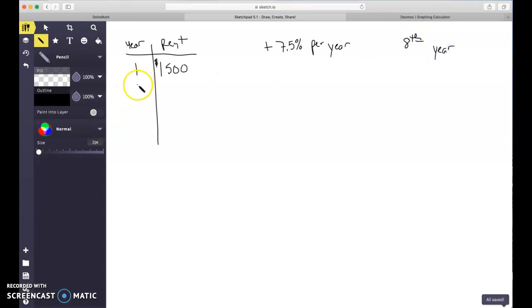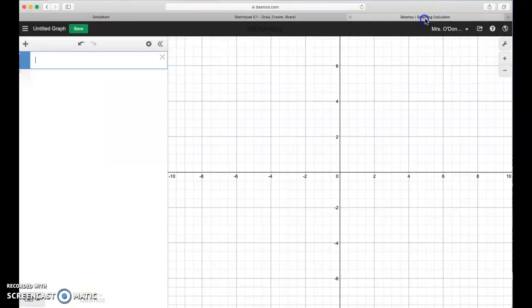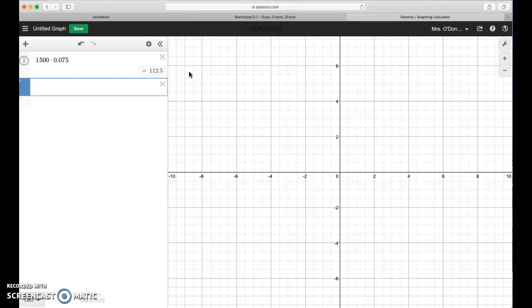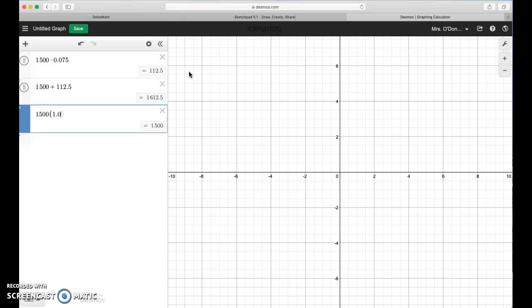Okay, so we could think this through. In our second year, how's that going to change? We're going to take that 1,500 and we're going to figure out what 7.5% is. So we're going to take 1,500 times 0.075, and then we're going to take our 1,500 and add that 112.5. Or an even faster way would be if we multiplied by 1.075. That would take us straight there in one step instead of two.